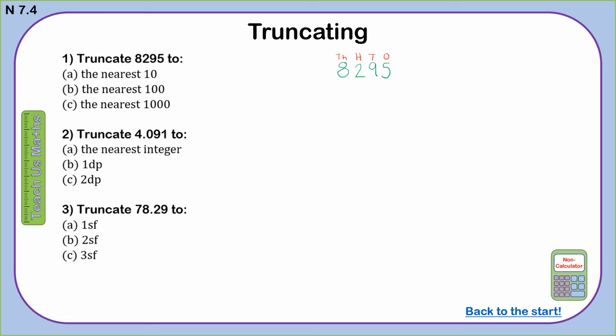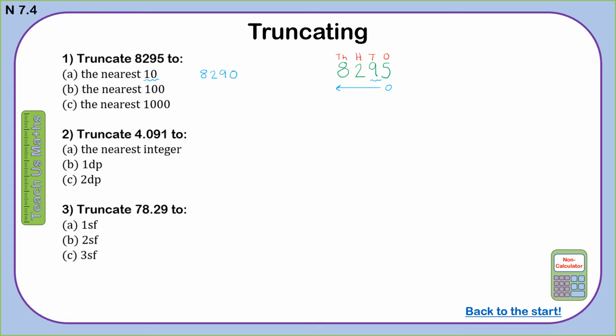When we are truncating to the nearest 10, we need to look in the tens column. The number in this column and everything to the left of it stays the same, but everything to the right of this column goes to a 0. So when we truncate 8,295 to the nearest 10, we get the answer 8,290. Notice how the 5 in the ones column doesn't have any effect on the 9 in the tens column.